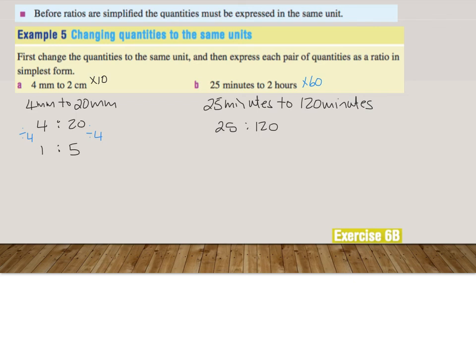Now, the highest common factor, I'm not sure. So what I'll do is I can see that 5 goes in both of them. So divide by 5 and divide by 5. 25 divided by 5 is 5. 5 goes in 120, 24 times, so it's 5 to 24. 5 is a prime number. 5 does not go into 24, so this must be my simplest ratio.